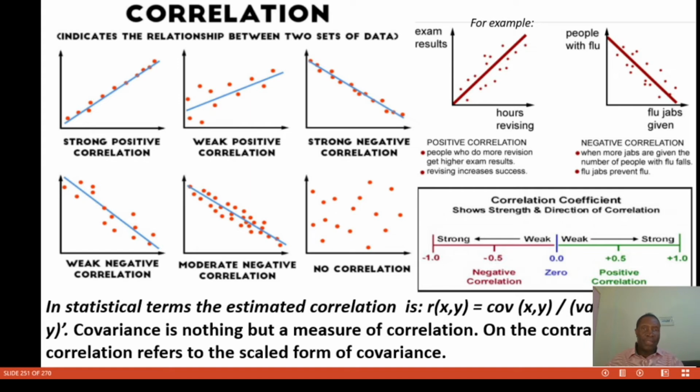So correlations, as one can see this very quickly, are those that can show a strong relationship, positive or negative, especially if one can look at the correlation coefficients as shown in this box on the bottom right. So in statistical terms, the correlation can be estimated by this equation here. Covariance is nothing but a measure of correlation. On the contrary, correlation refers to the scaled form of covariance. Let's not get confused about it, but just get the concept of correlation as distinguished from covariance.